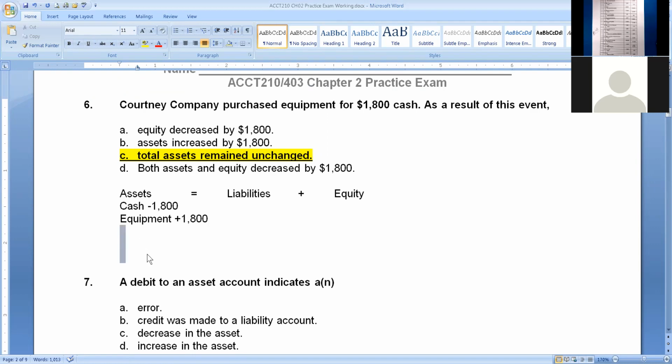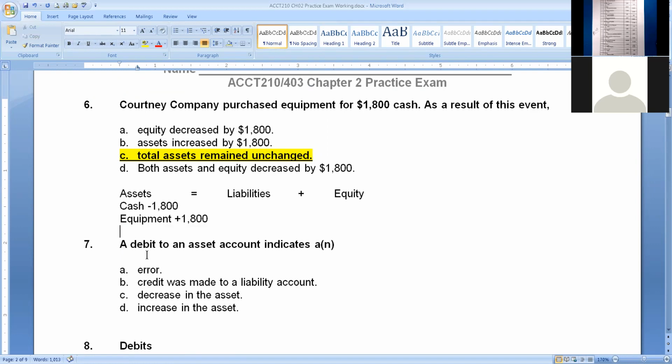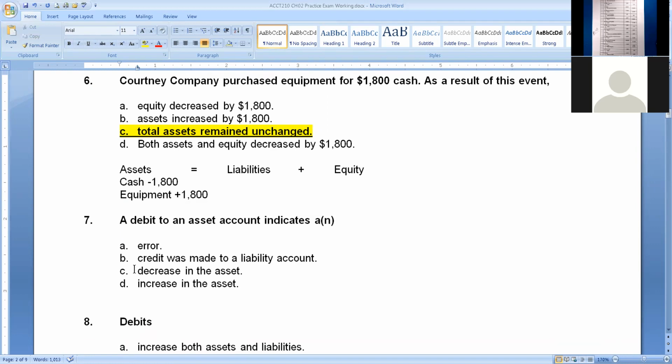I am going to go through this and fix this spacing here. Okay.